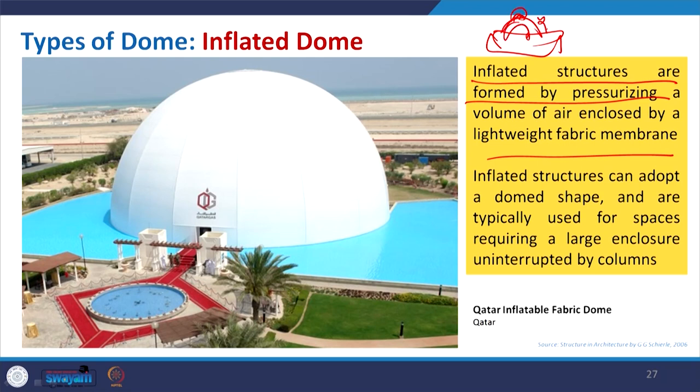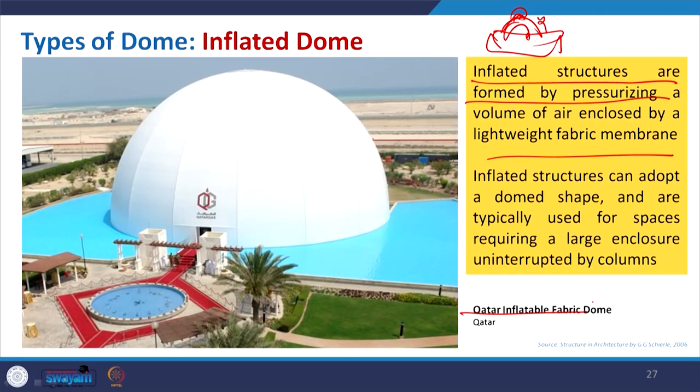It is nothing but a membrane. They put air inside to give the form, which is self-sustaining and adjusting automatically, and when you release it, it just flattens. This is the Qatar inflatable fabric dome. Fabric is used, and air is used to give the form. This is not only for a structure; this kind of technique is now also being used as shuttering to create a dome.